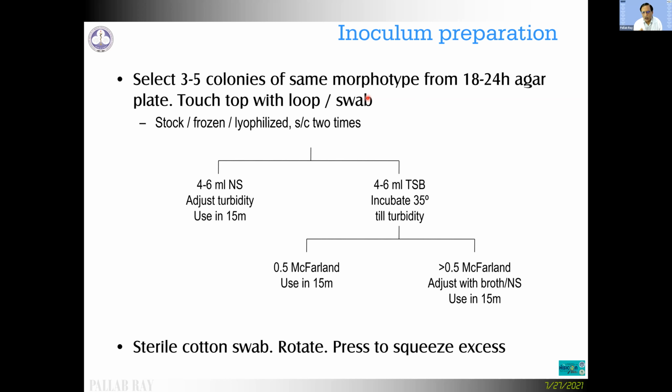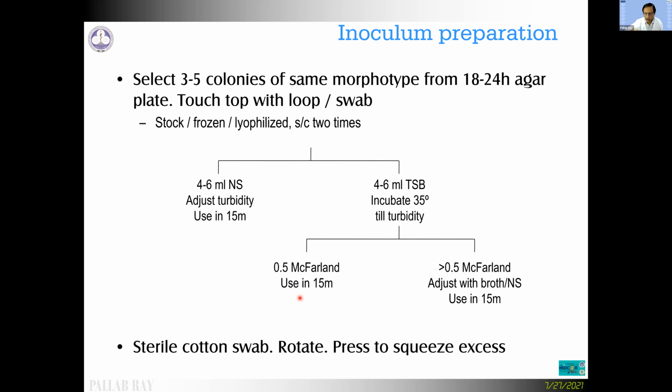Why do we touch 3 to 5 colonies? Because we want our inoculum to be representative of the majority of the organisms. If we pick up one particular colony, there is a risk that we might pick up an aberrant or mutated colony. Then we suspend it in normal saline, adjust the turbidity, and it should be used within 15 minutes. It's also possible to inoculate it into TSB, incubate it at 35 degrees till you get the turbidity, or adjust the turbidity to McFarland 0.5. But once you have adjusted, it should be used within 15 minutes.